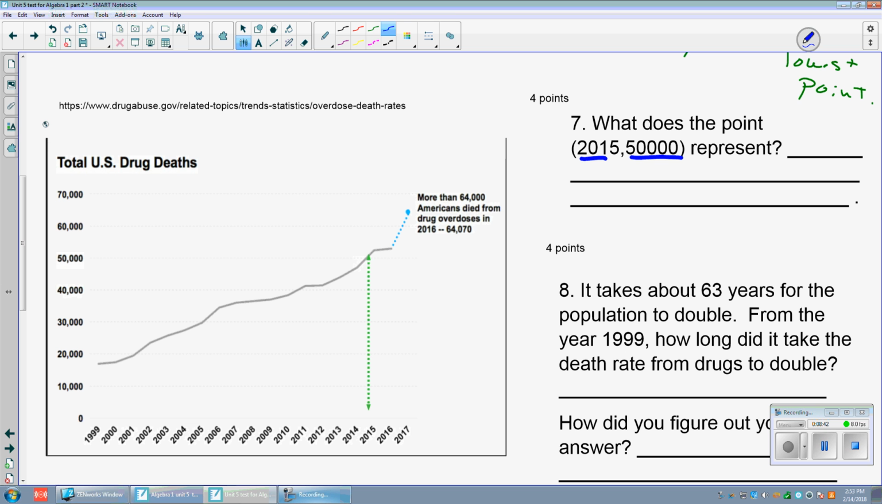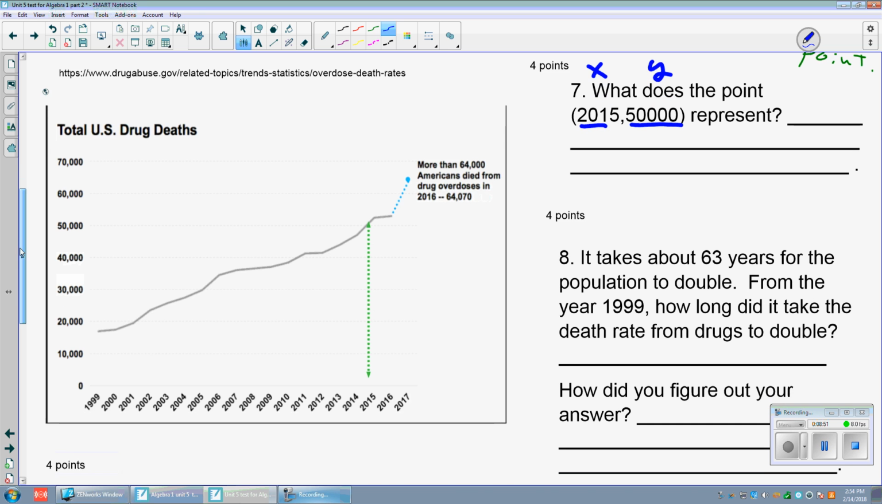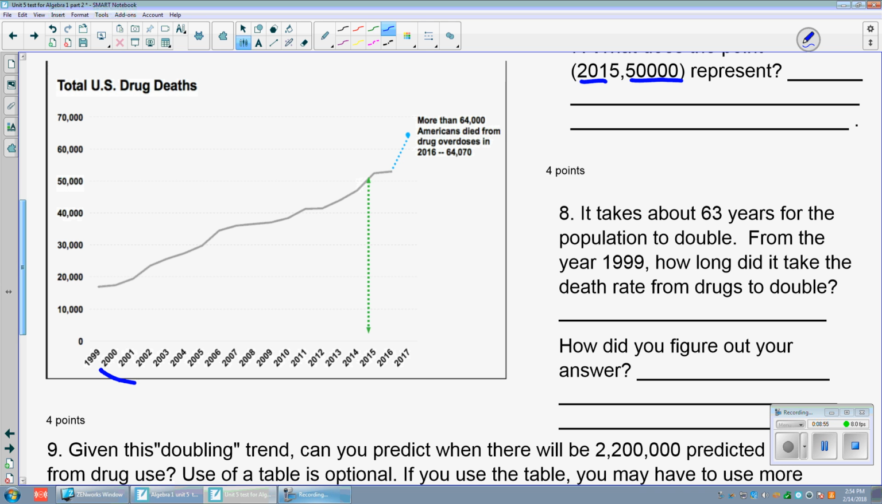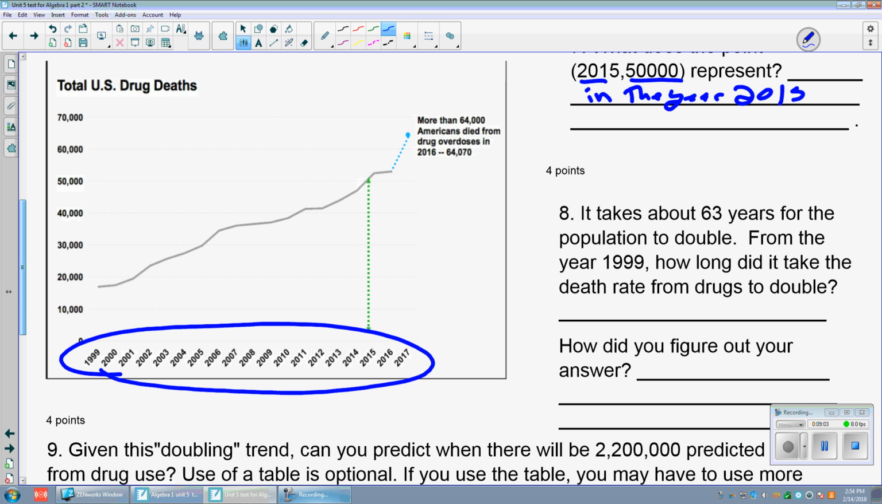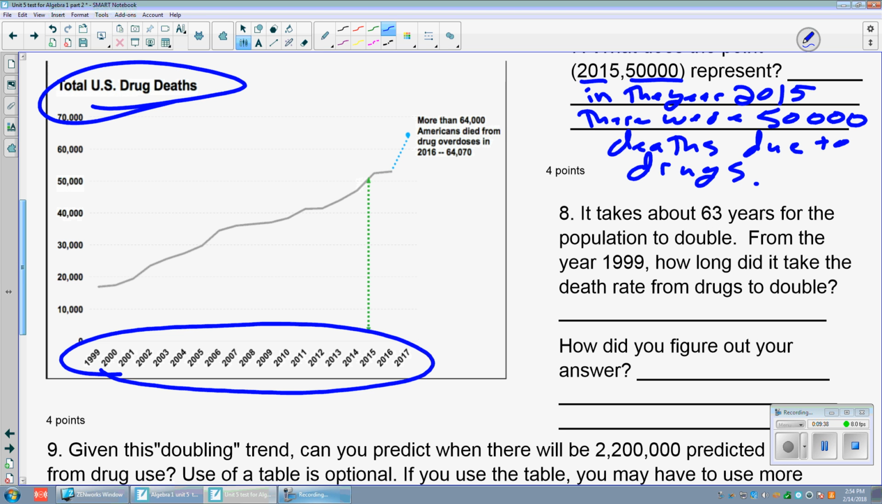What does the point 2015, 50,000 represent? This is the x number. That's the y number. So you have to say the x. What's the x? Oh, the independent variable. These are the years, right? So in the year 2015. Well, we know it's 2015. You have to say it's 2015 in the year. The year 2015. You don't say year, you don't get the points. There were 50,000. 50,000 what? 50,000 deaths due to drugs. Yes, you have to write what the y, the dependent variable, was about in the explanation. Got it? I hope I stressed that enough. Thank you.